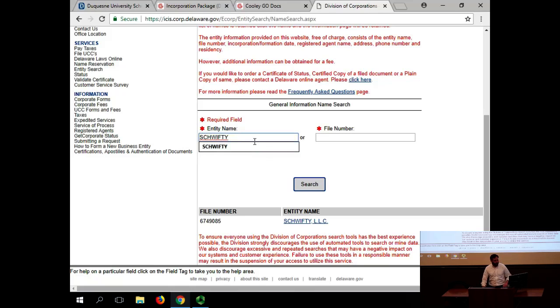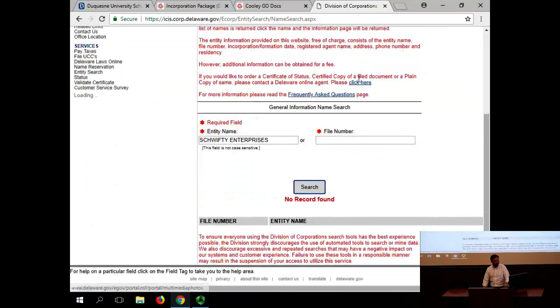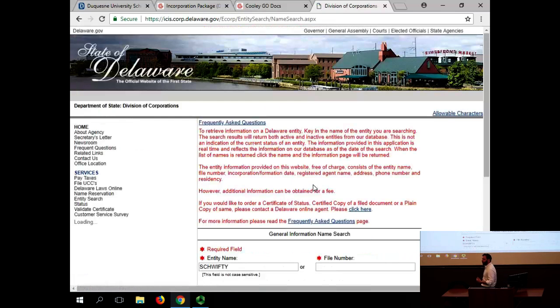So Swift. Now we could have Swifty Enterprises or something. That's not going to be captured in name search, but if my client wanted Swifty and this search came up, I would probably advise them, okay, look, there's a risk of confusion there as well. Any other names? Let's see if we can find a unique one. See how hard it is to find a unique name.